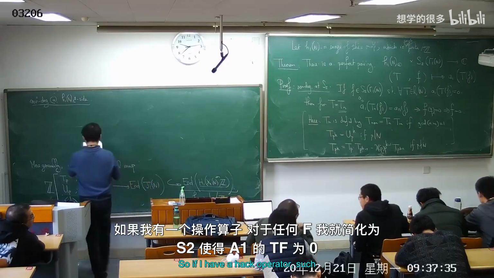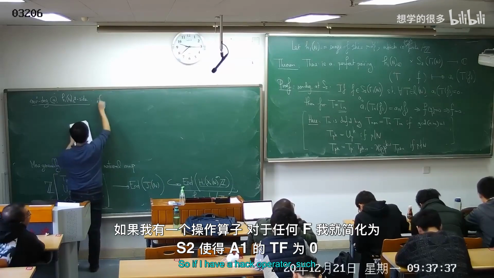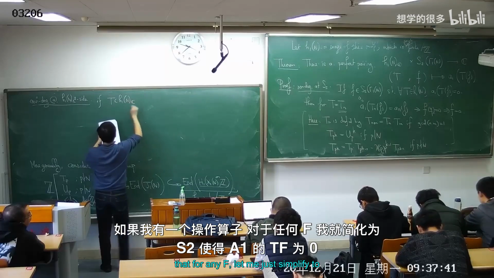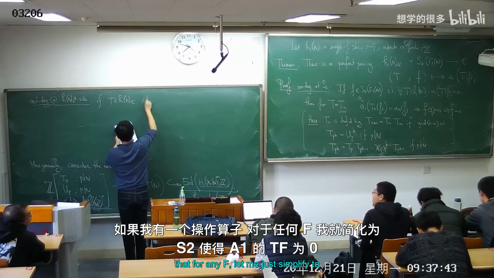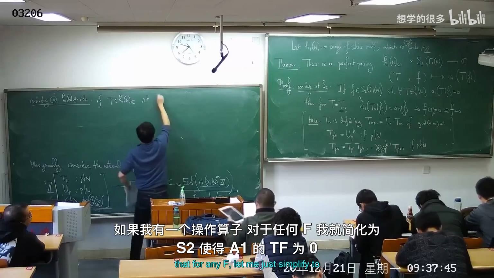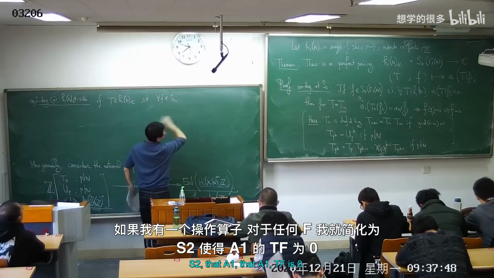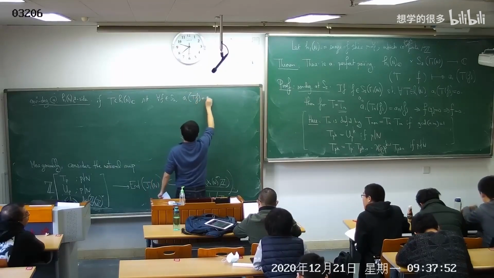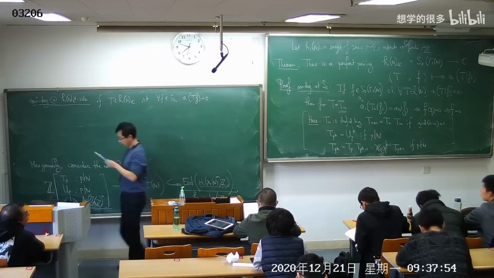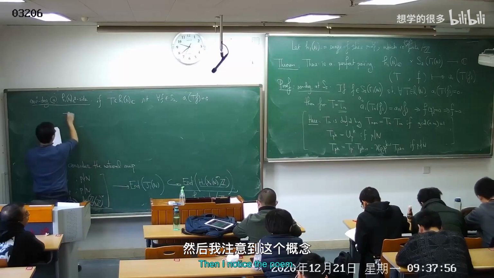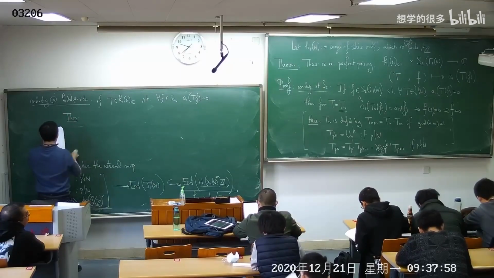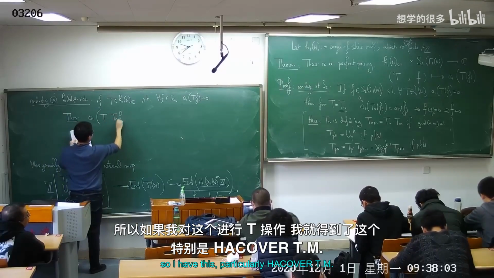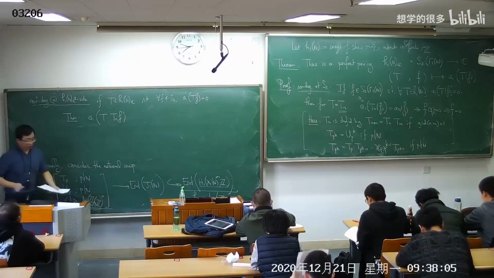So if I have a Hecke operator such that, for any f, let me just simplify to S2, A1 of Tf is 0. Okay. Then I know the following. So if I do T of this, I have this particular Hecke operator Tn.